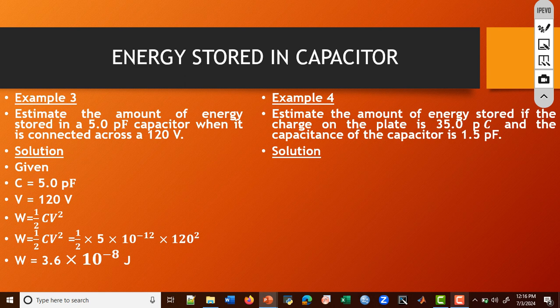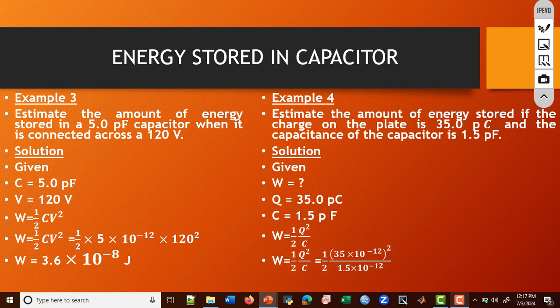So we have to list the quantities. We have to find the energy. The charge has been given. The capacitance has been given. So we have to pick a suitable expression. Then we substitute the given values, and we obtain which value? I would like you to do that and then check what your answer would be.